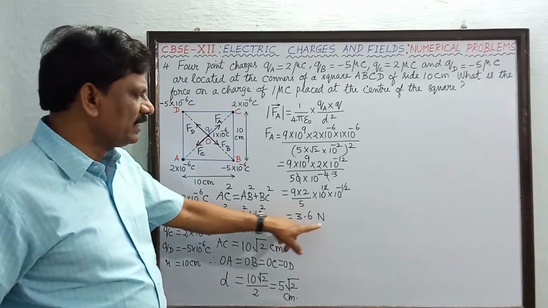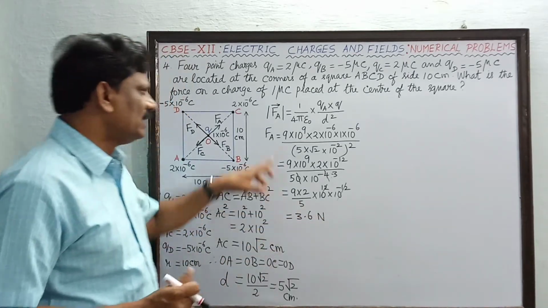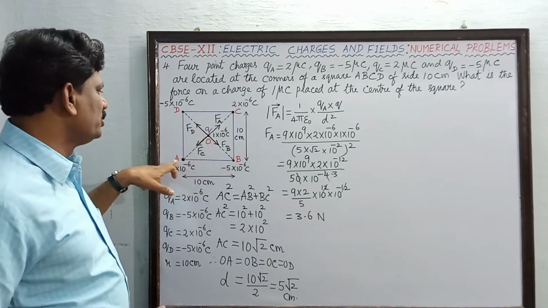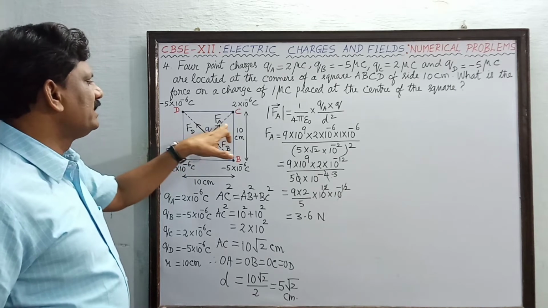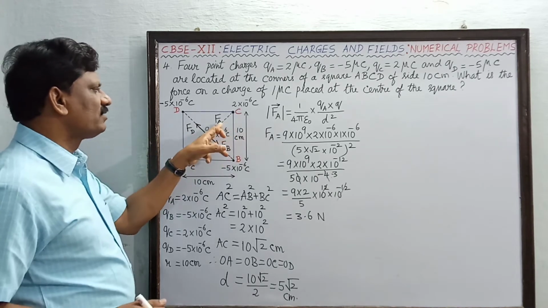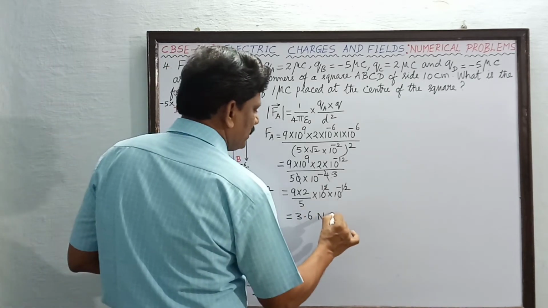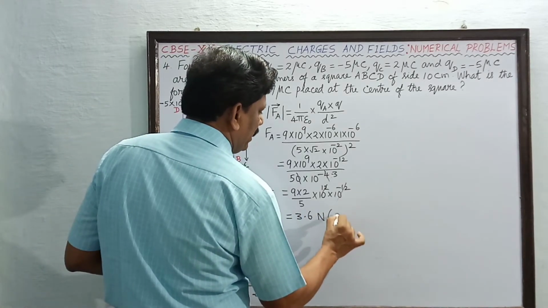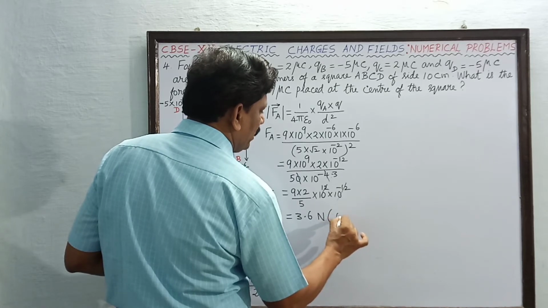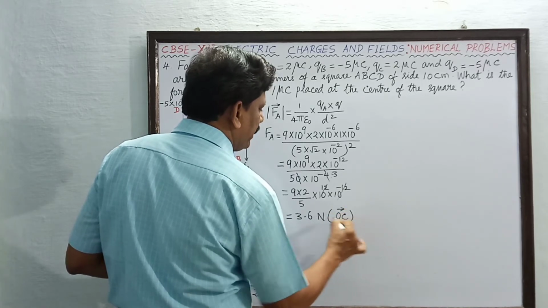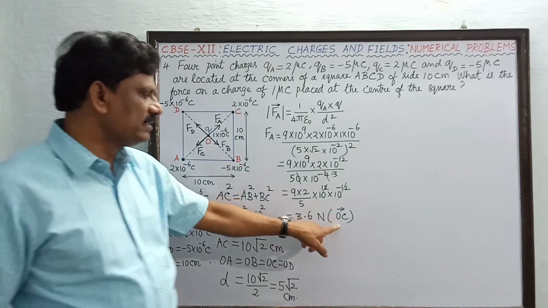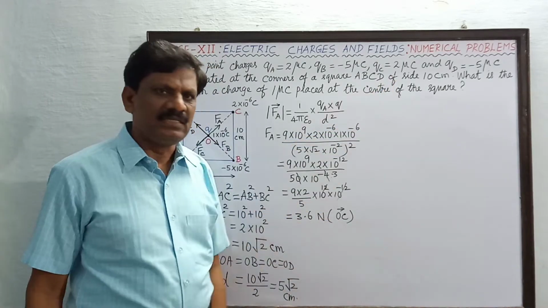Children, now this 3.6 Newton force is acting on the middle charge due to this charge. You can see that the direction of this force FA is from O to C. So along this direction OC I will write. You have to understand this is along the direction O to C.